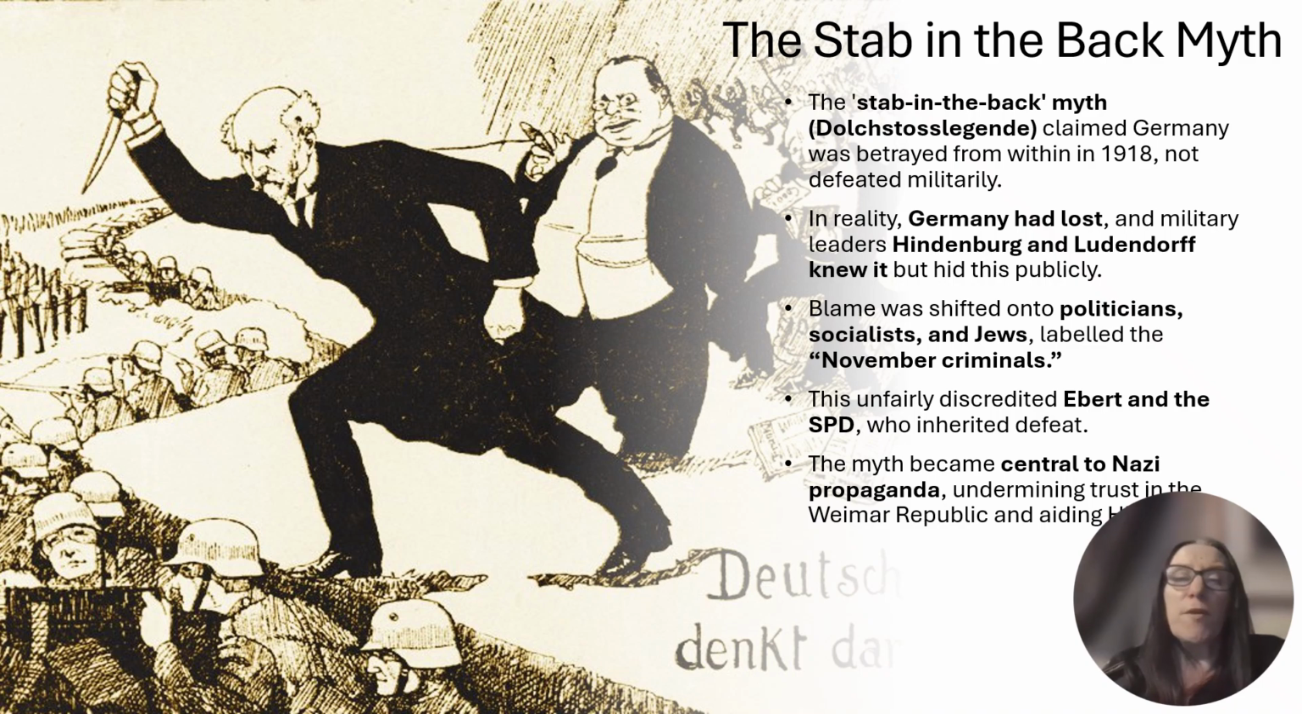The November criminals, as the politicians who signed the armistice were called. Ebert and the SPD were forever associated in the public mind with defeat and humiliation, even though they had inherited a situation that they didn't create. And this is why the stab in the back myth matters so much. It became the central piece of Nazi propaganda throughout the 1920s and the early 1930s. Hitler used it constantly. It was one of the key weapons he used to destroy people's faith in the Weimar Republic.